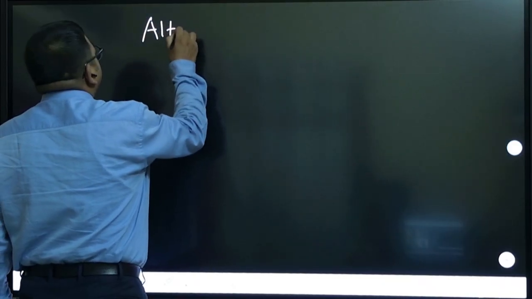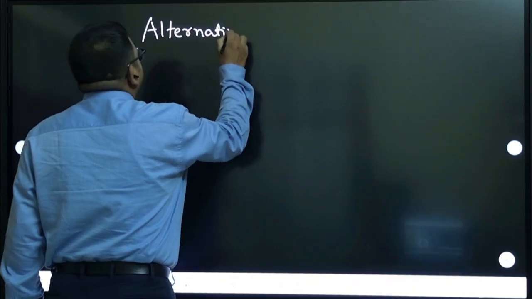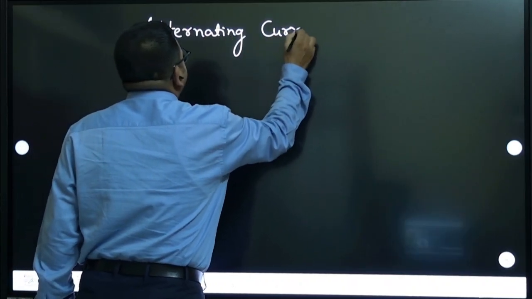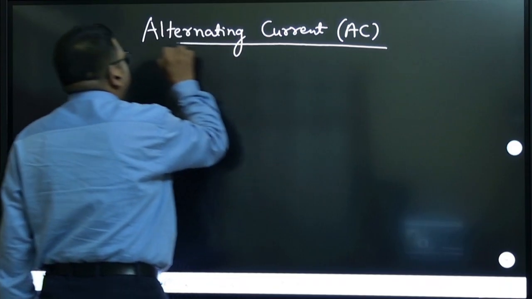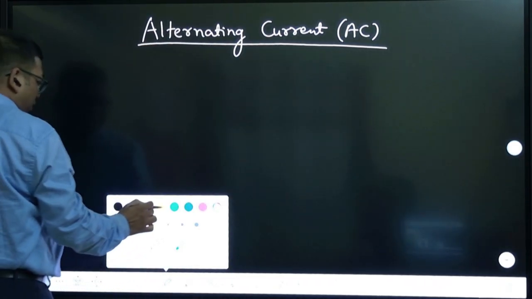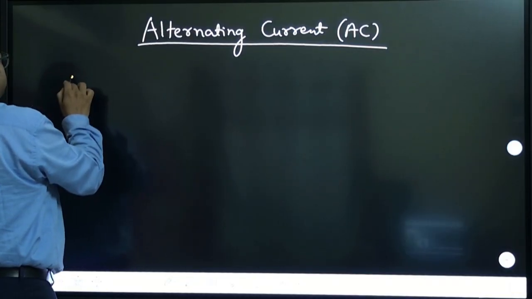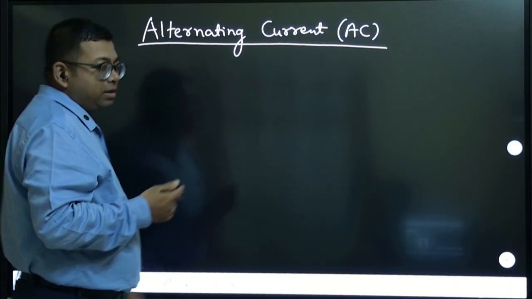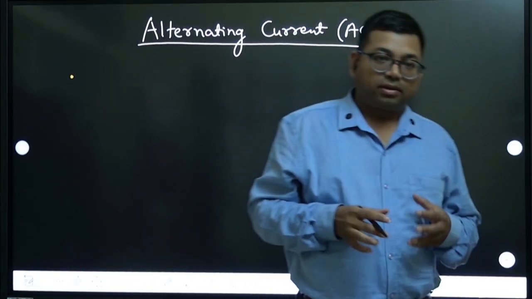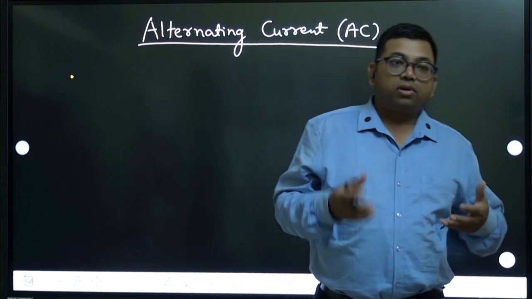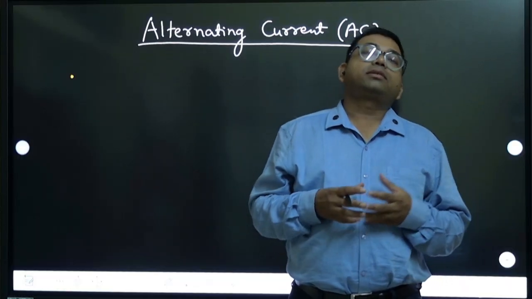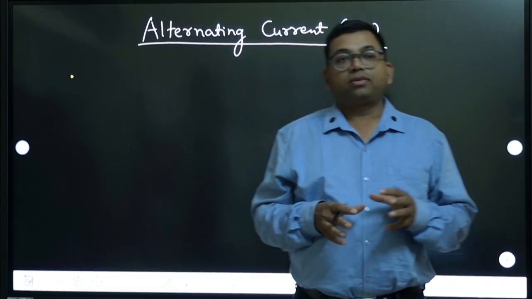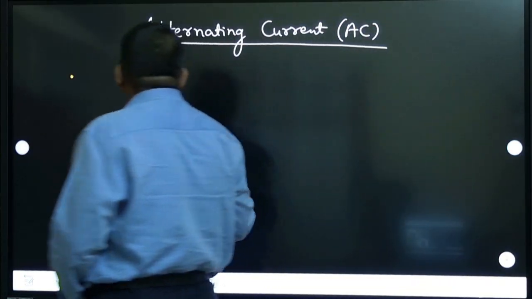Okay, so we are starting with alternating current, AC. Now alternating means it is changing. So what is alternating? An alternating quantity can be anything, not only current. It can be alternating voltage, alternating flux, alternating electric field, alternating magnetic field, anything it can be.